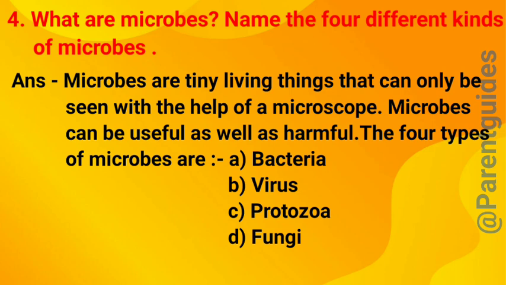4. What are microbes? Name the 4 different kinds of microbes. Answer. Microbes are tiny living things that can only be seen with the help of a microscope. Microbes can be useful as well as harmful. The four types of microbes are A. Bacteria, B. Virus, C. Protozoa, D. Fungi.